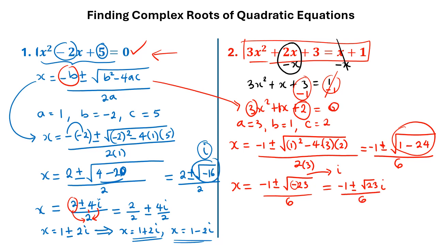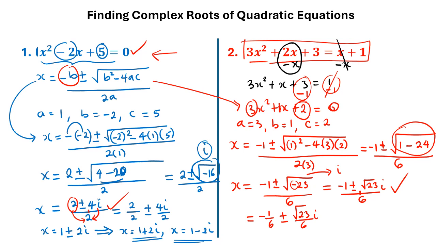So this is how far we can go in quotient form, but we still need to write this in standard form, good or bad, even though the expression is not looking very clean. So this is what I'm going to do. I am going to separate this fraction and break that in two, just like I did here, just like I did over there. It will be negative 1 over 6 plus or minus the square root of 23 i all over 6.